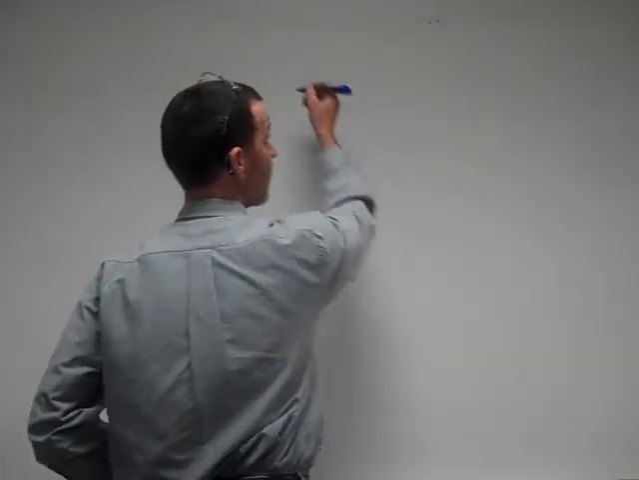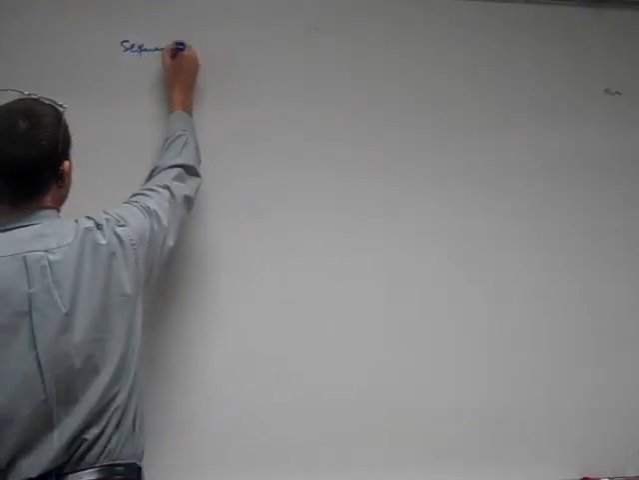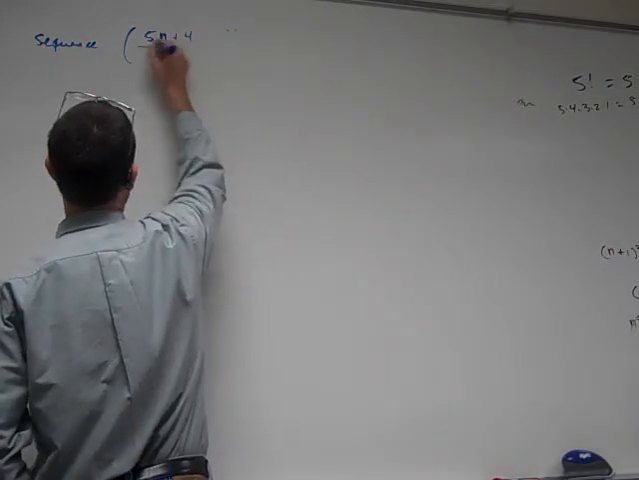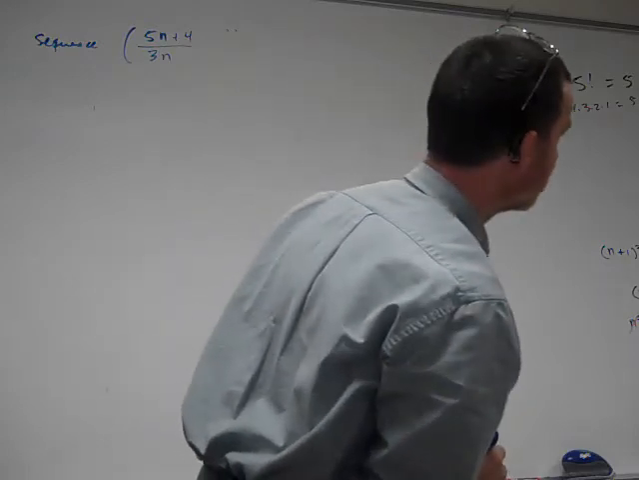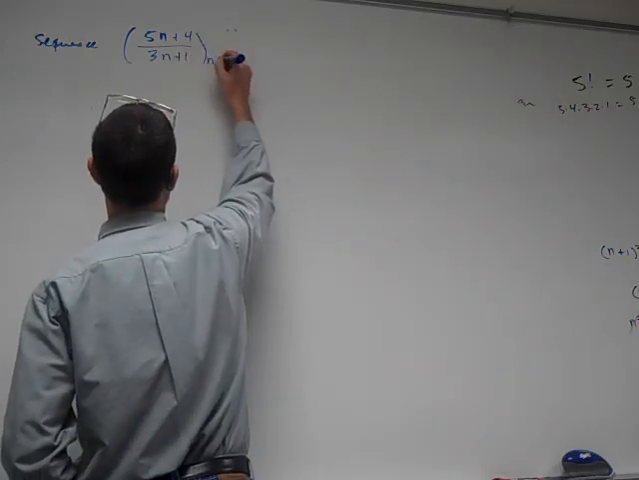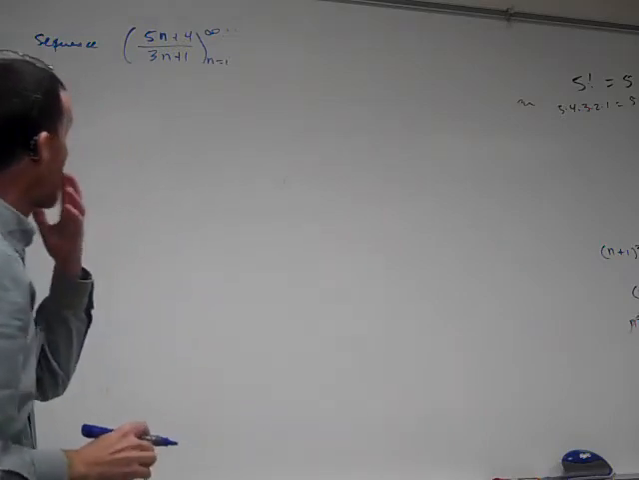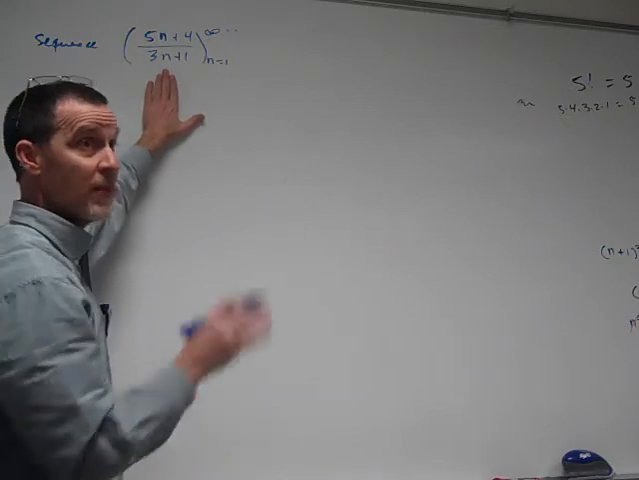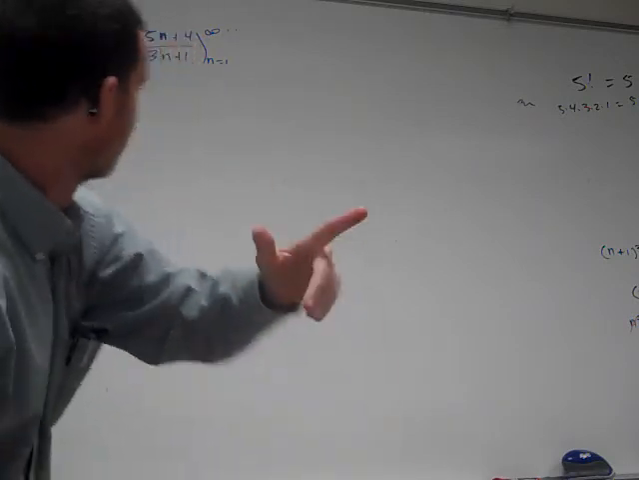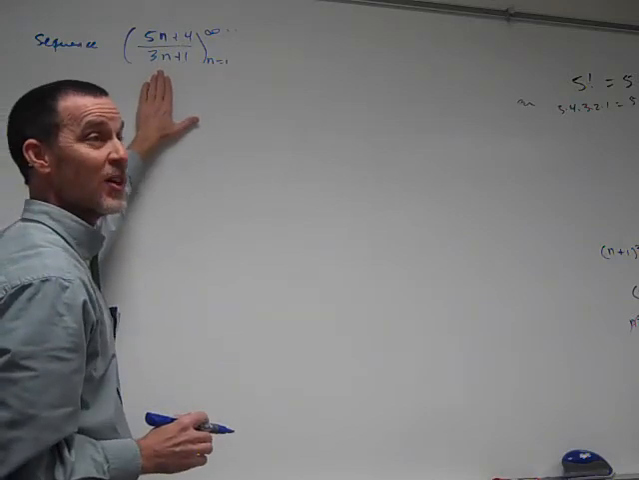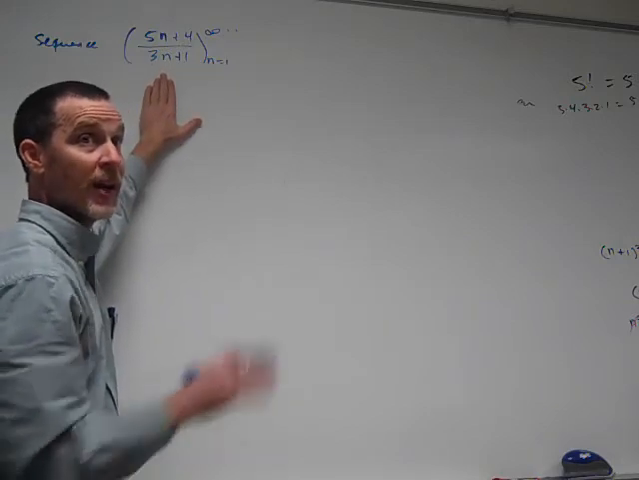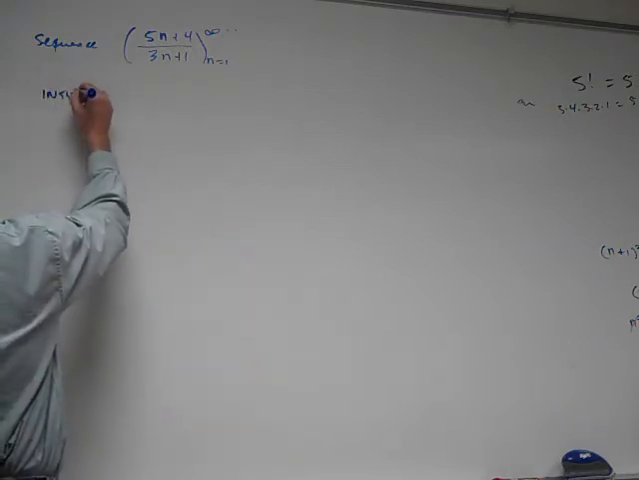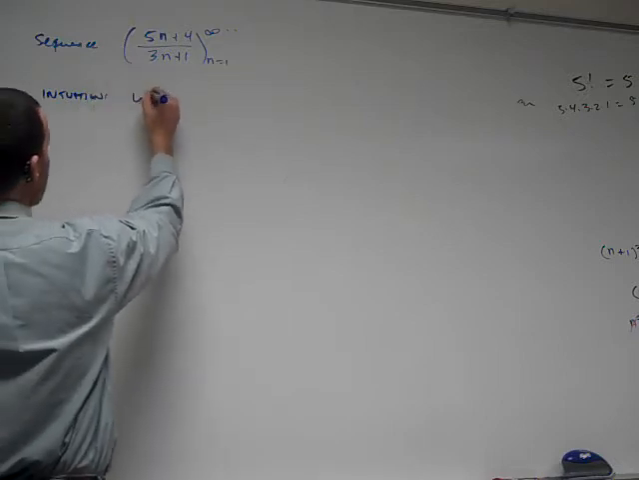So let's start with the sequence we're talking about: 5n plus 4 over 3n plus 1, n equals 1 to infinity, minus 5/3. Okay, this is the question. I want to know, what does this converge to? Okay, let's go back to the limit question first. So intuition. What does this converge to?